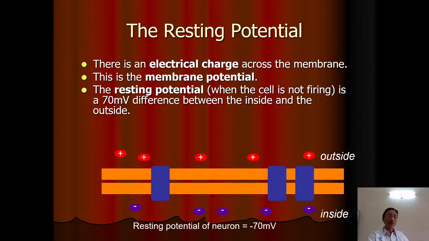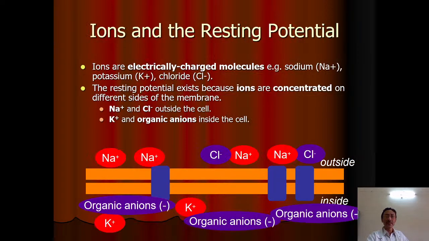And a resting neuron means a neuron when it is not firing, and when it is not firing, it means that it is not transmitting any signals across the membrane. That means that no action potential is getting transmitted across the membrane.